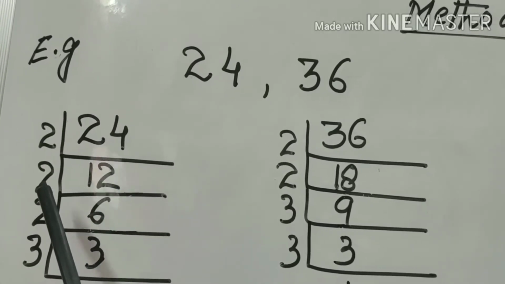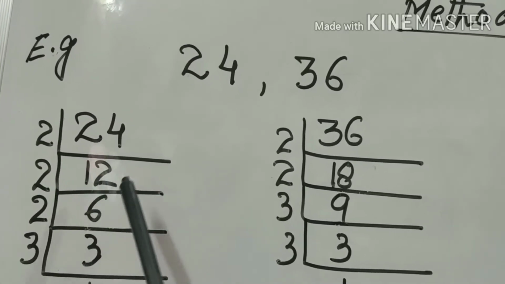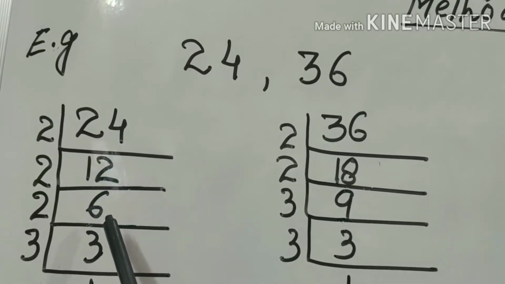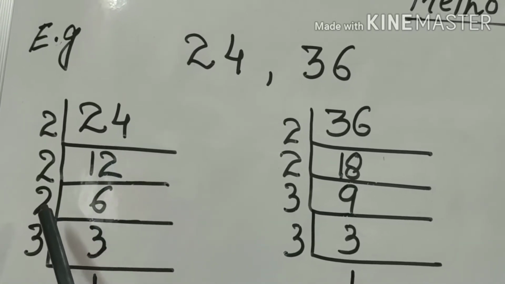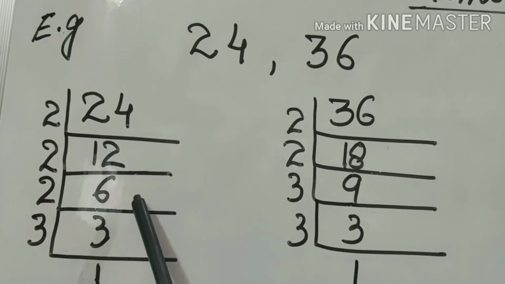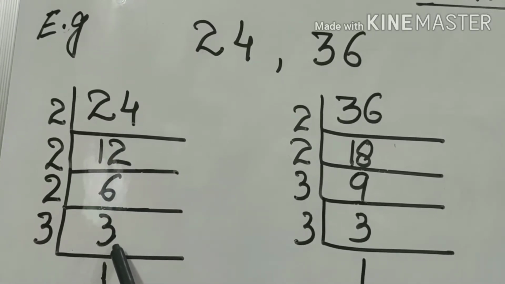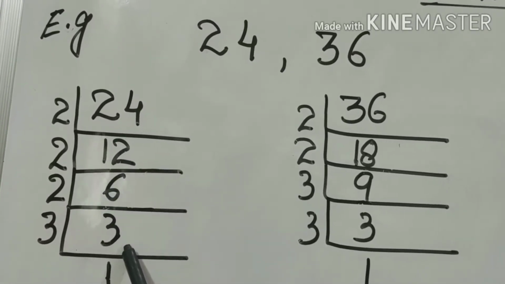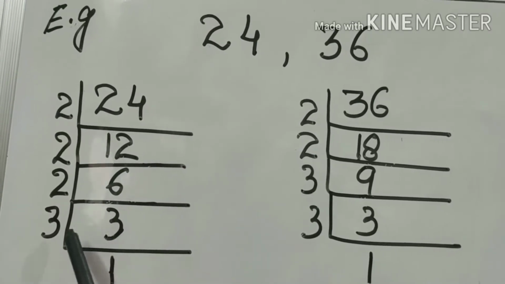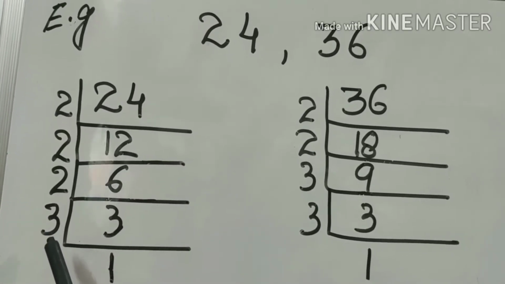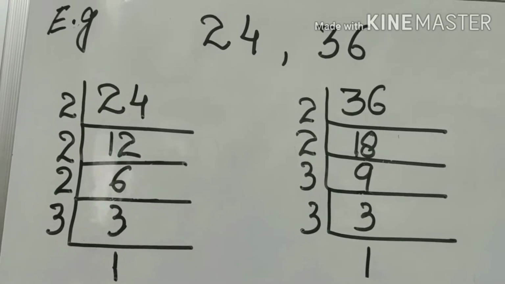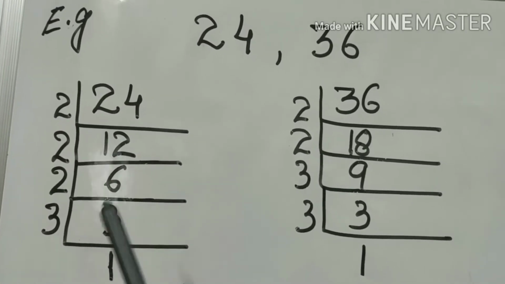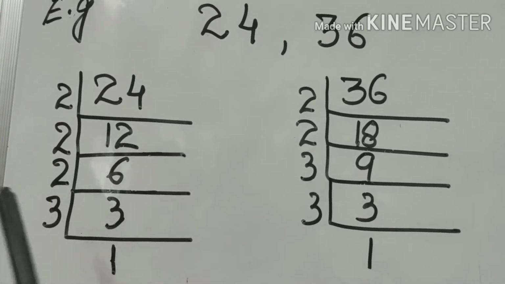We divide it again by 2. 2 6s are 12. 6 is an even number. We divide it by 2. 2 3s are 6. Now 3 is an odd number. It is not divisible by 2. So we divide it by the next prime number 3. 3 1s are 3. Now the factorization of 24 is over.